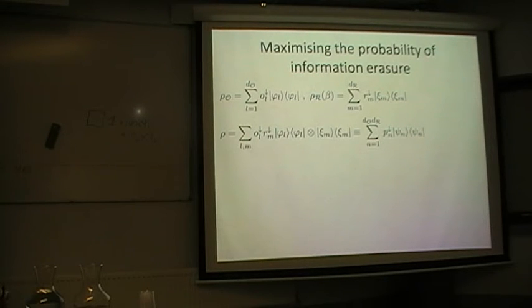And then the unitary coupling will just basically be a unitary transformation of these vectors psi n. Now, we want to prepare the object O in the pure state phi 1, and we want to maximize this probability. The probability that after the unitary coupling between object and reservoir, we call the probability of information erasure. And if you maximize this, you get the maximal probability of information erasure.